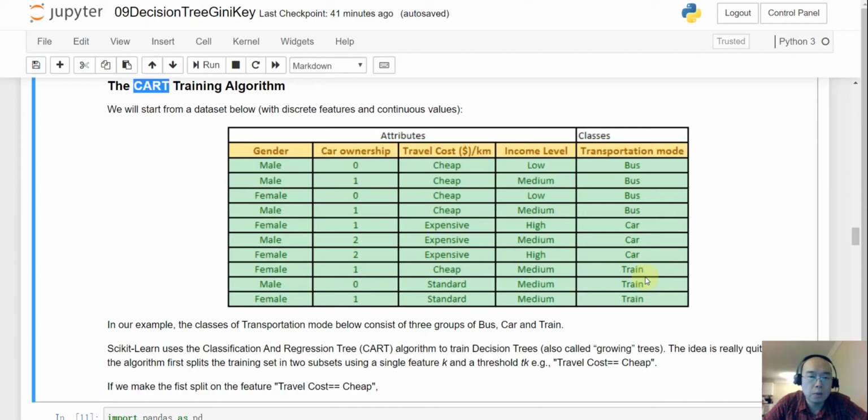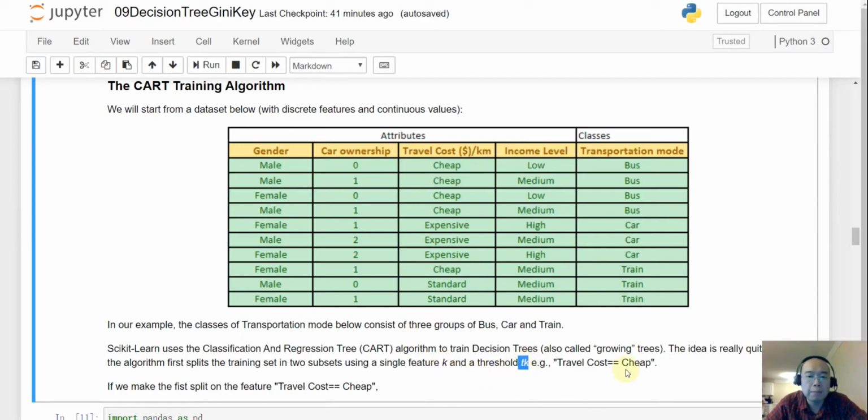Okay, so this is a very small and simple dataset, and this is the root node. We haven't decided which attribute we are going to use for the first split yet. So we need to pick an attribute, that is the feature k. And we also want to decide a threshold on this feature, and then we are going to split this dataset into two parts. So that is the feature k and the threshold tk.